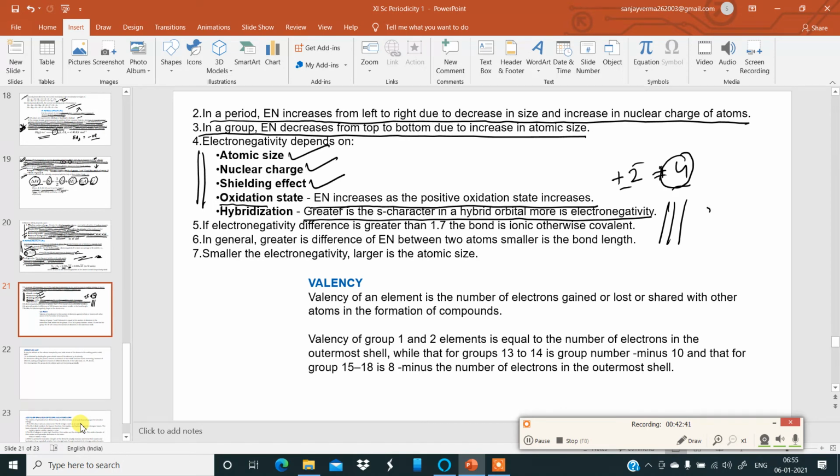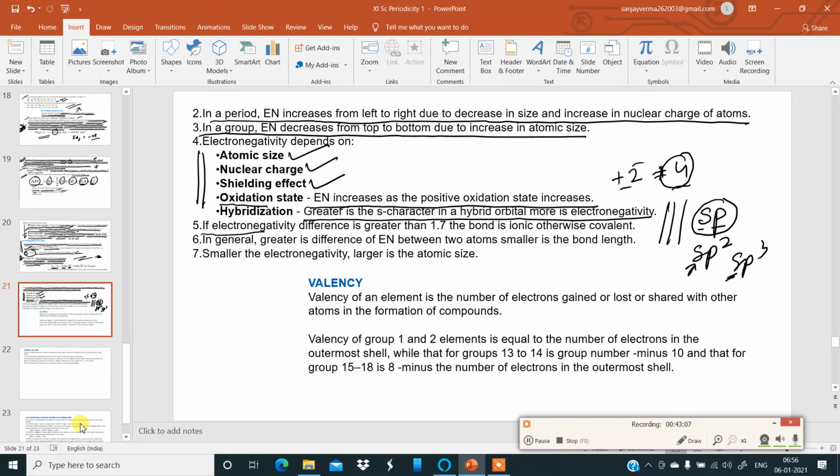That means SP, 50%, 50%. SP2, the S character is less. SP3, the S character is much less. That means elements having SP orbitals will have greater electronegativity. Okay, over here.